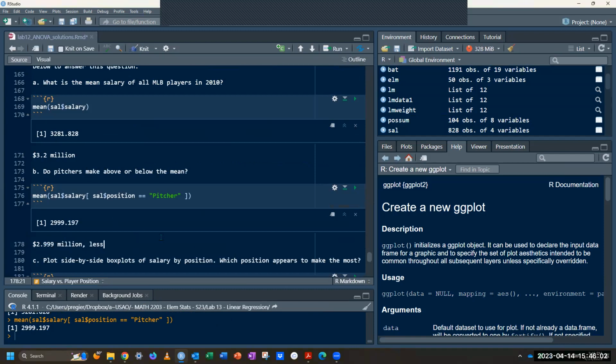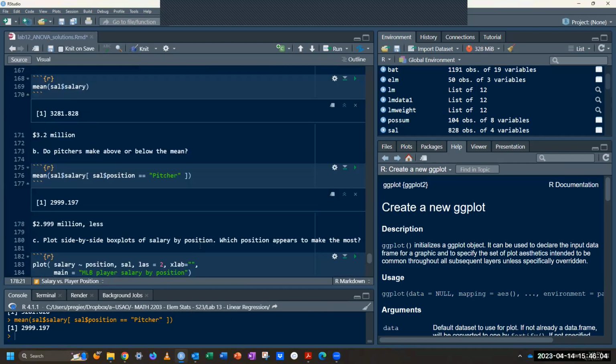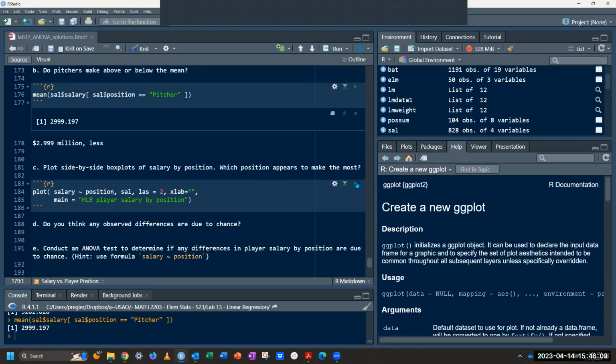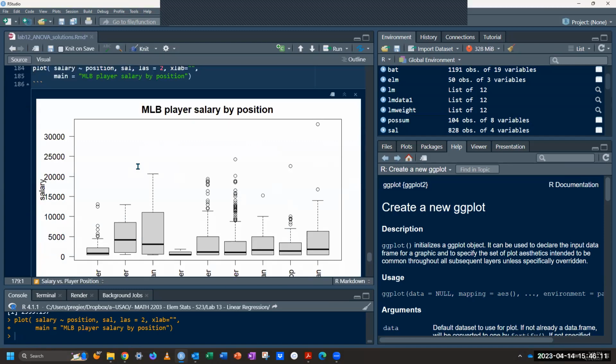Maybe they should form a union and protest. 2.99 million is not enough for me to make. People seriously think that way sometimes.